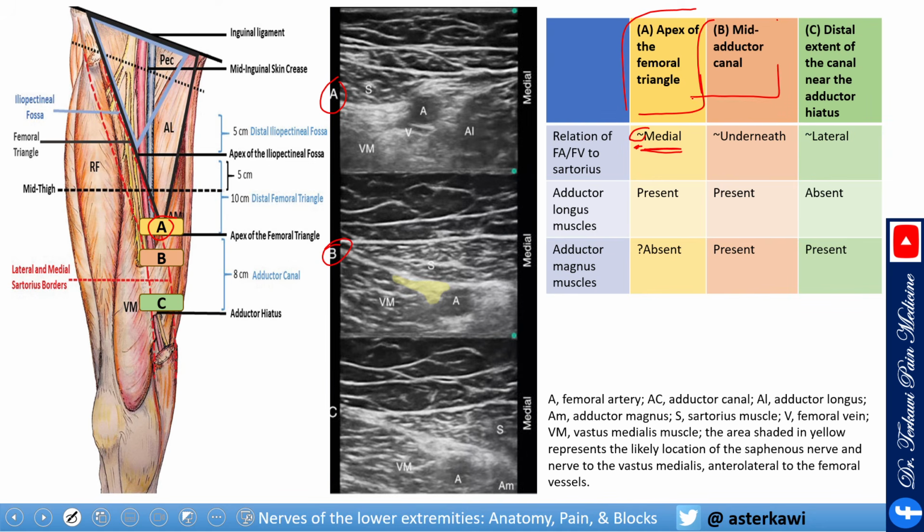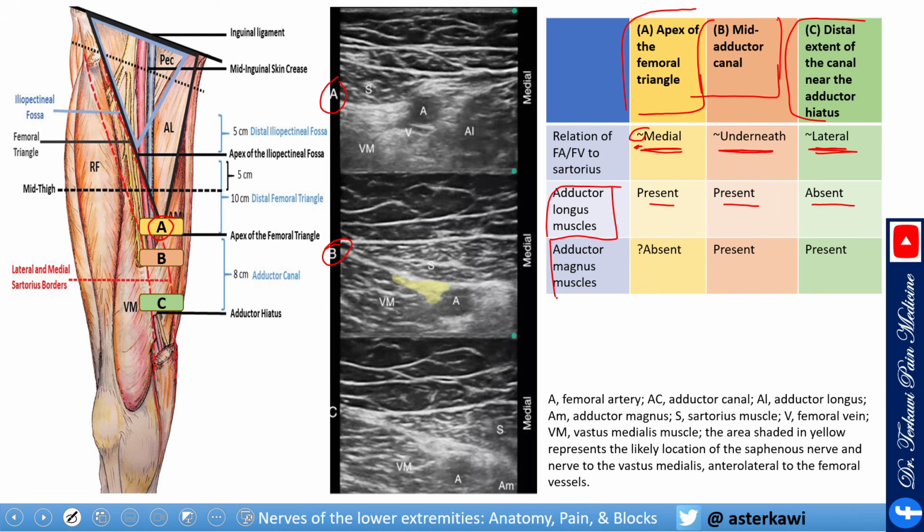When we go down to B, which is mid-thigh, mid-adductor canal, the vessels are mostly underneath. As we go down to the distal, they become more lateral. If we look at the adductor longus, which is another important landmark, it is present at the apex and the mid-adductor canal, then it vanishes on the distal.